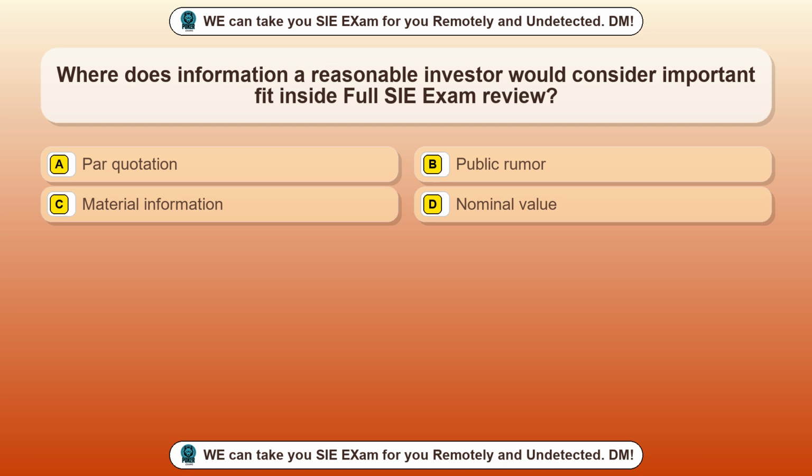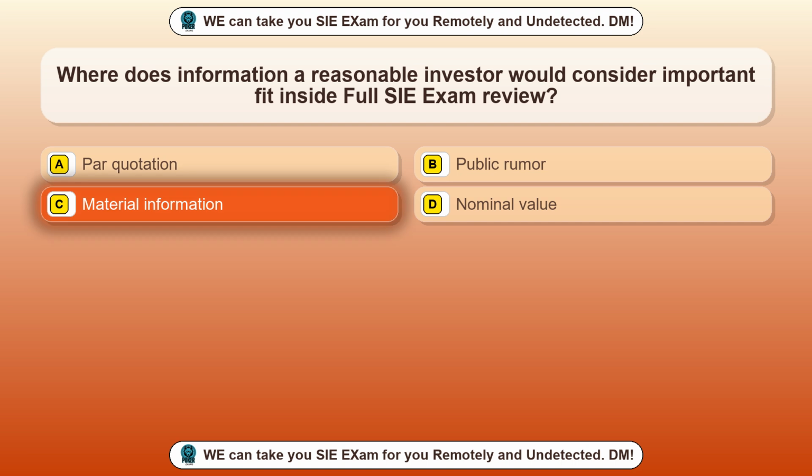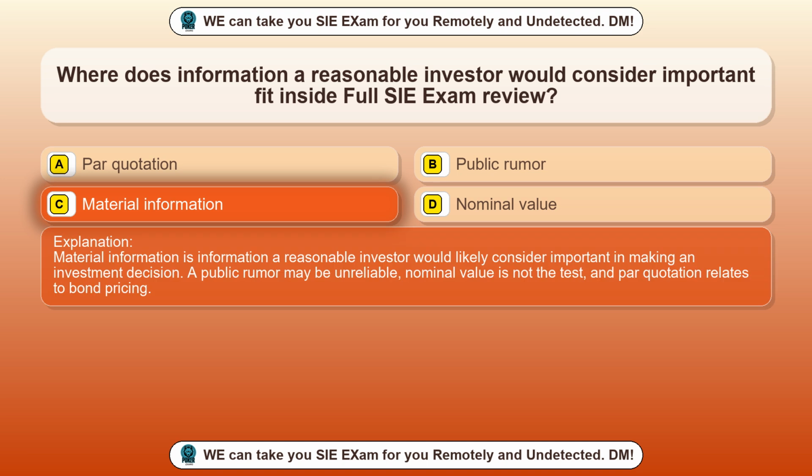Question 48. Where does information a reasonable investor would consider important fit inside full SIE exam review? Option A, PR quotation. Option B, public rumor. Option C, material information. Option D, nominal value. The correct answer is option C, material information. Material information is information a reasonable investor would likely consider important in making an investment decision. A public rumor may be unreliable, nominal value is not the test, and PR quotation relates to bond pricing.